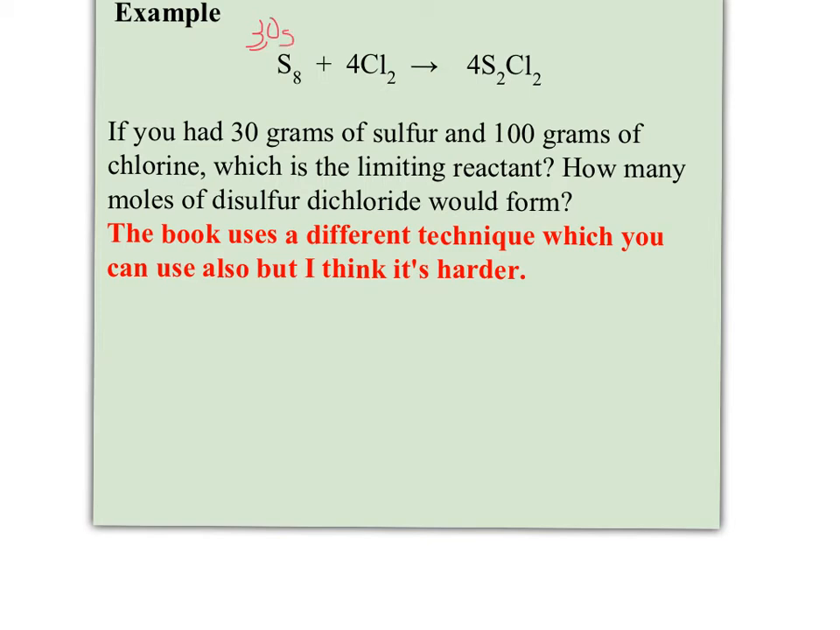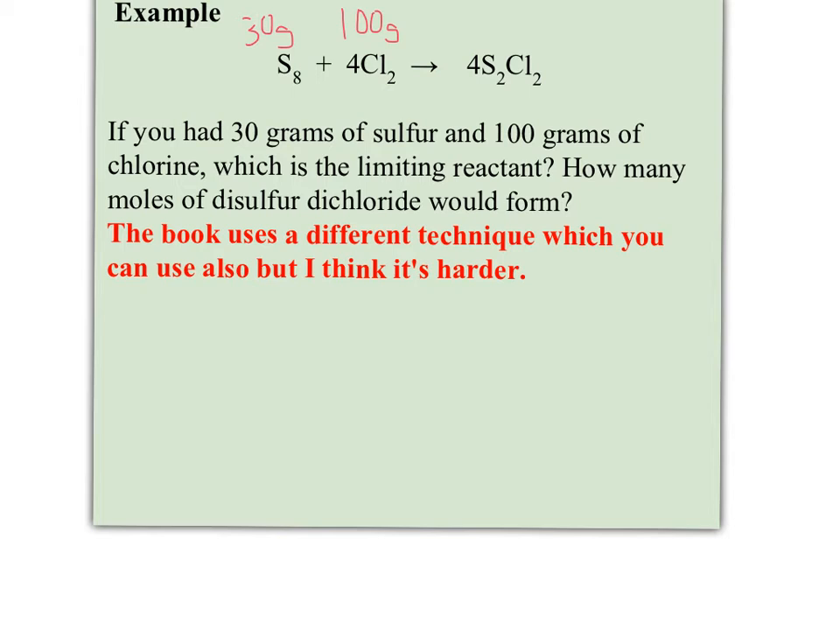But you can compare it to the book and decide for yourself. I have 30 grams of sulfur, 100 grams of chlorine. Now, of course, the temptation is for people to say, well, obviously I'm going to run out of sulfur first because I have less of it. But that would be an incorrect assumption because, remember, it's all about the particles. For starters, I only need one sulfur for every 4 chlorine.